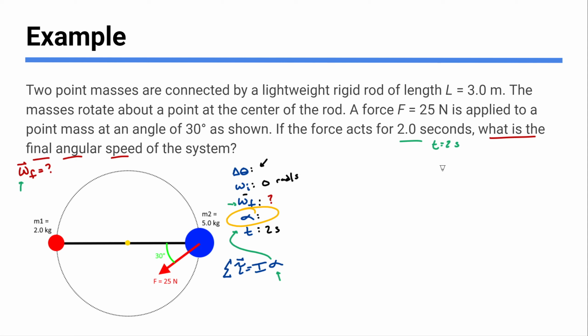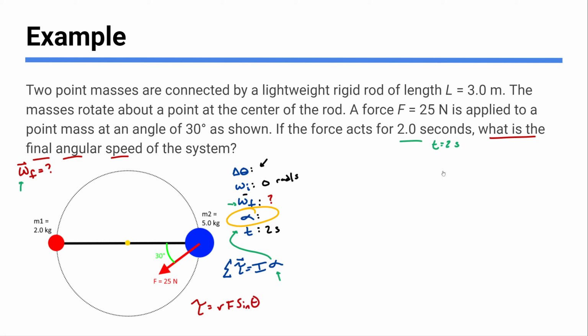I want to find like net torque. Let's do that first. All right, so what's the torque? Luckily, I just have this one force happening. So I think it's being caused by this here force. So the torque acting on this system is going to be R F sine of theta.